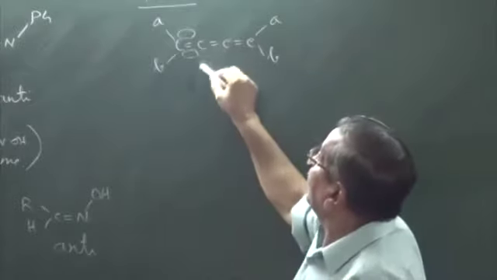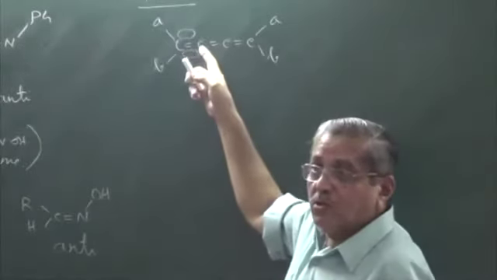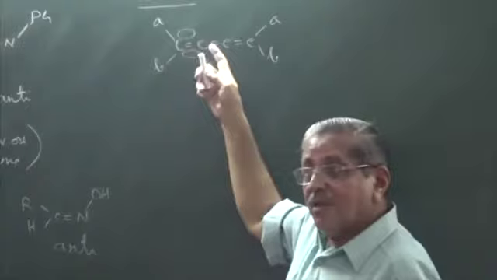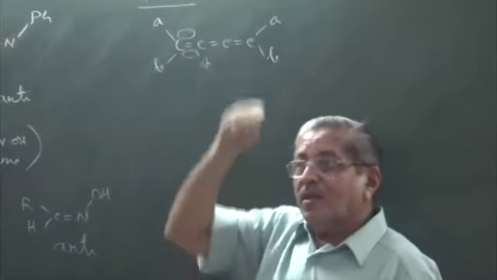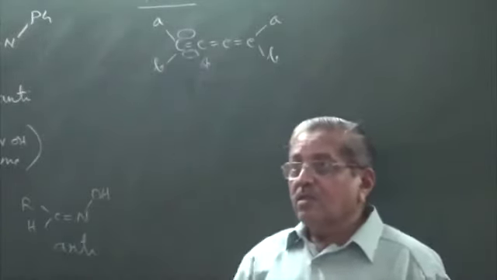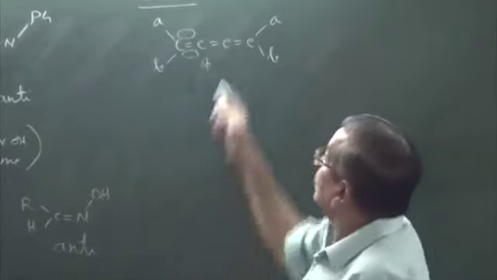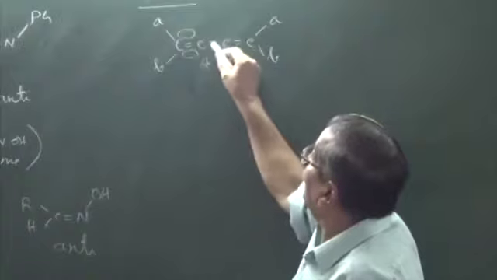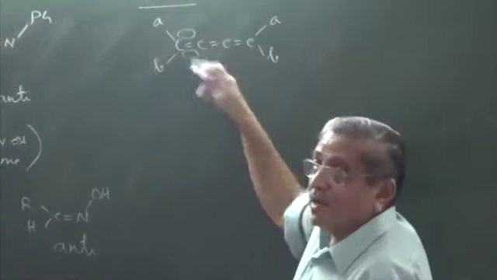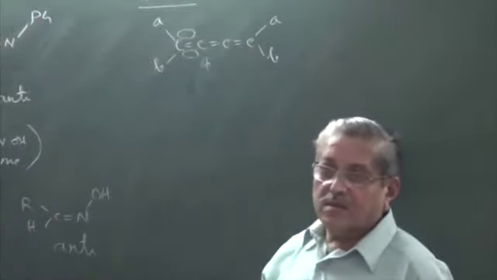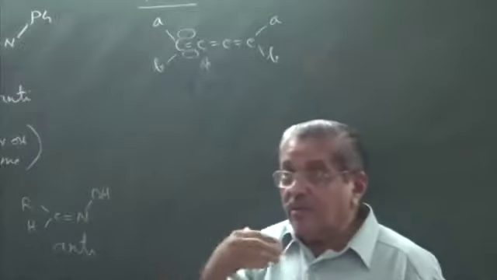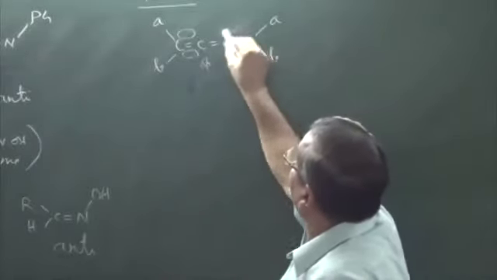Because it is sp, and sp means 2 pi bonds. Are they in the same plane? There is one above and below, and one in front and behind, as in a triple bond. That means this electron cloud is in front and behind, not in the same plane. One is above and below, another in front and behind. And once again, here, it is in the same plane.